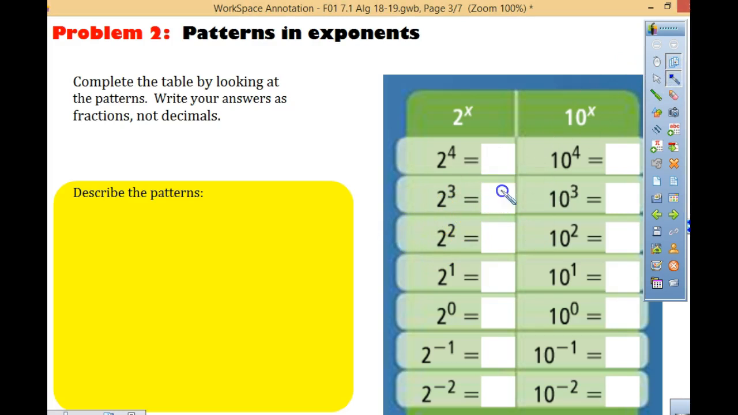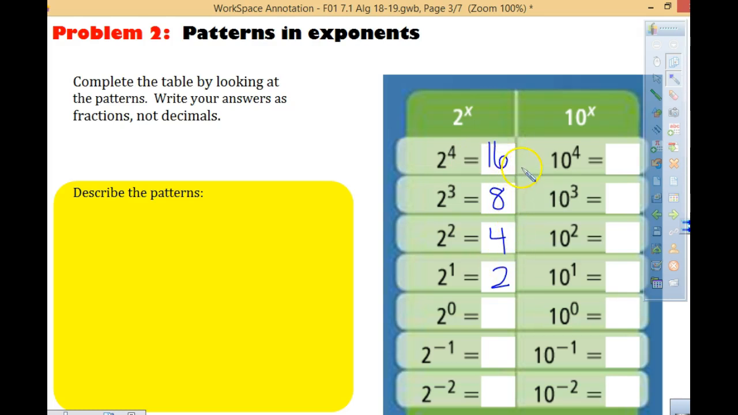2 to the 3rd, we know is what? 8. 2 to the 2nd, 4. 2 to the 1st, 2. 2 to the 4th then should be what? Careful. Taking 2 times 2 gives us 4, times 2 gives us 8, times 2 gives us 16.